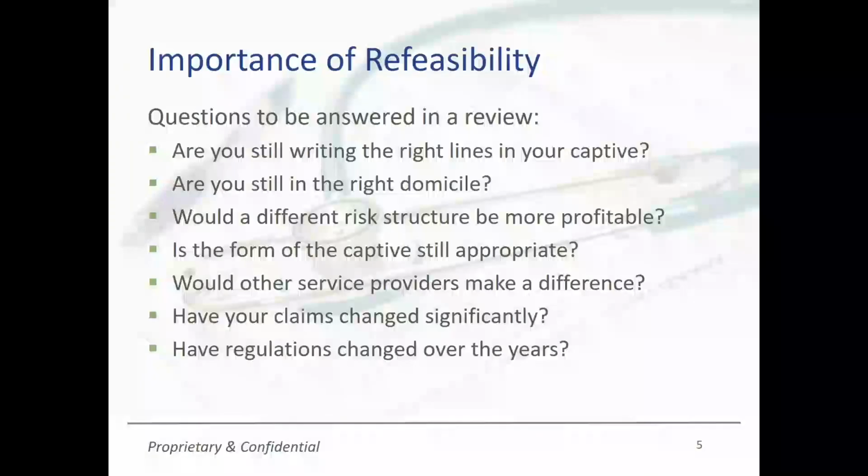Have regulations changed over the years? That's the last question on this list. Again, this is not meant to be all-inclusive, and today's overview doesn't focus on each of these questions, but we are happy to certainly answer these or other questions you may have.